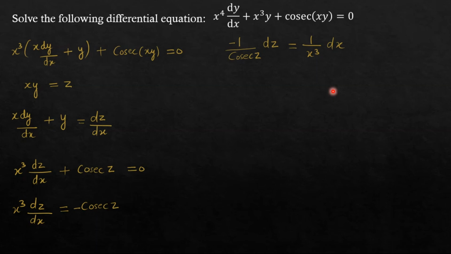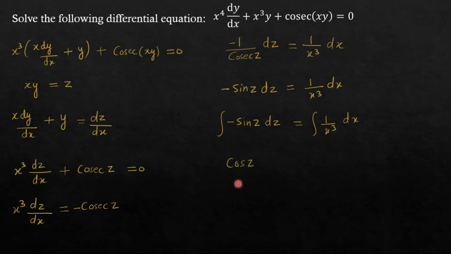Now it's time to integrate both sides. I know that 1 by cosec z equals sin z. So you can write minus sin z dz equals 1 by x cube dx. Now integrate both sides. The integration of sin z is minus cos z. Minus minus will become positive. So you will get cos z equals the integration of 1 by x cube, which is minus 1 by 2x square plus a constant. It is a constant of integration. So this will be the solution of the differential equation.